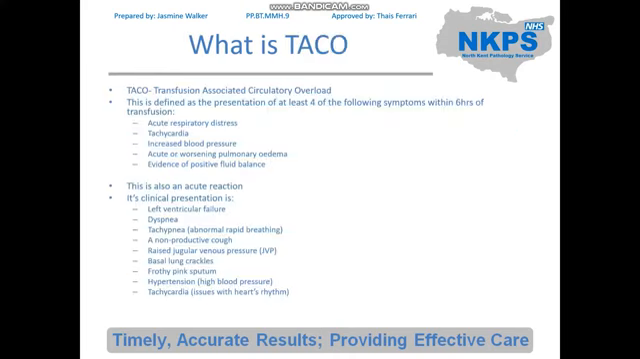What's TACO? TACO is transfusion-associated circulatory overload, and it is related to fluid overload. It is defined as the presentation of at least 4 of the following symptoms, again within 6 hours of transfusion, so it's still an acute reaction. So those could be acute respiratory distress, tachycardia, increased blood pressure, acute or worsening pulmonary edema, and evidence of positive fluid balance. So there are obviously 5 options there. It can be any 4 of those 5, and then it will be defined as TACO.